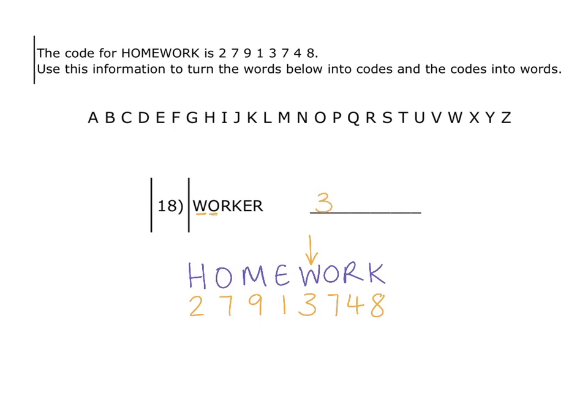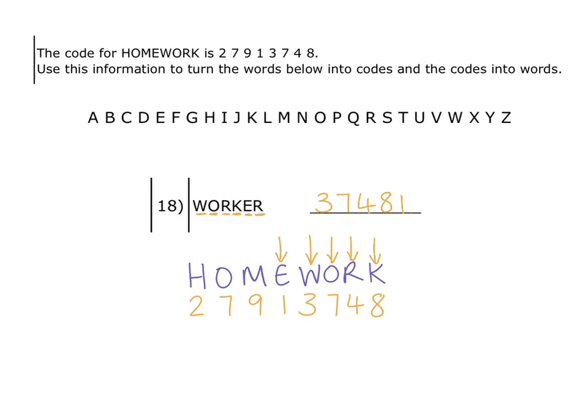Then the letter O you can see is represented by the number 7, so 7 will be our next code number. Next we have the letter R, and R is represented by the number 4, so 4 comes next. Then the letter K. The letter K is represented by the number 8, so 8 is next. Then the letter E, and this is represented by the number 1, so 1 is the next number.